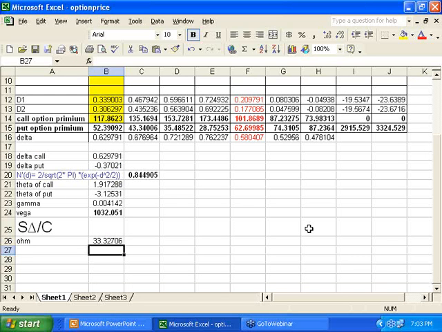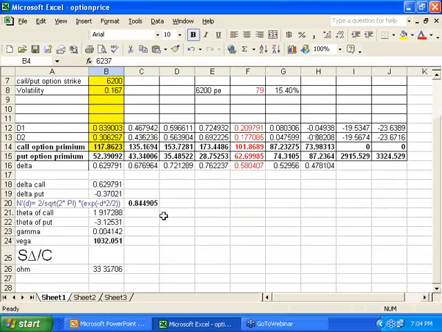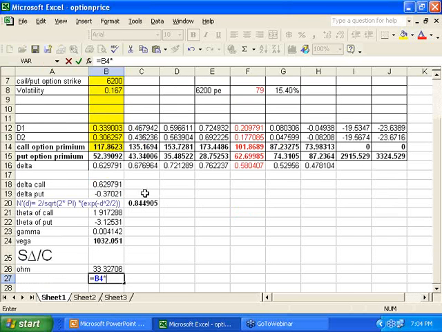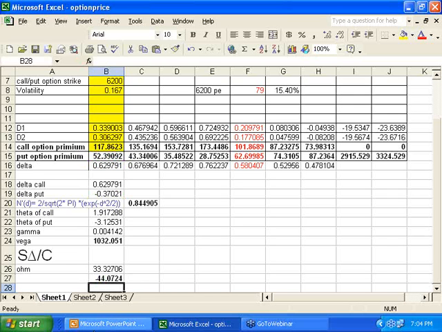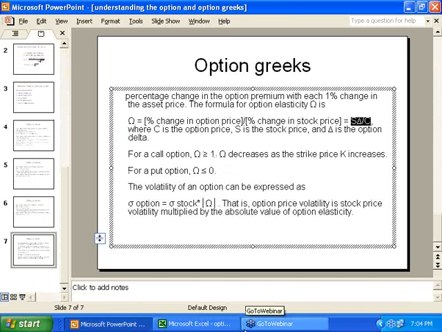33.32 is the omega it is suggesting. The omega of the put option we can find out the same way: I choose the stock price here, multiplied by the delta of the put option, divided by the put premium. So it must be negative. This says that the call option omega must be greater than or equal to 1, and the put option omega will always be less than 0, so it must be negative.